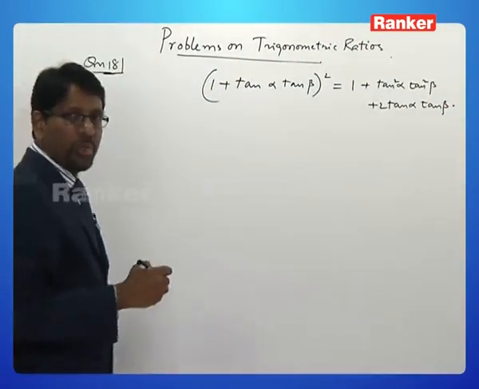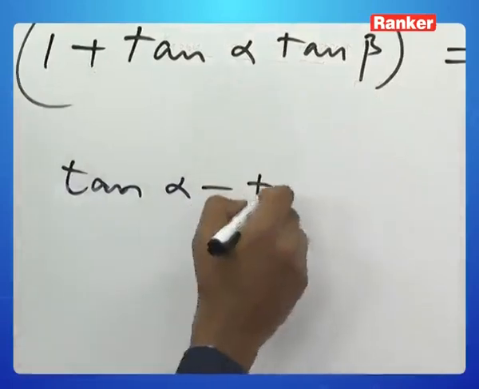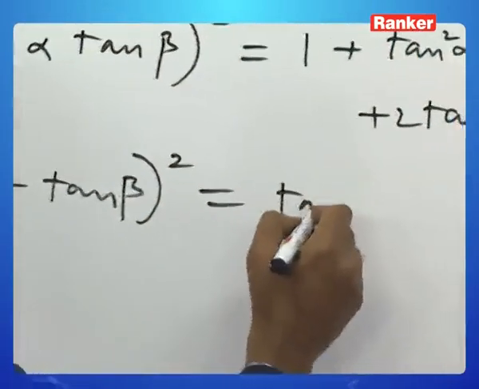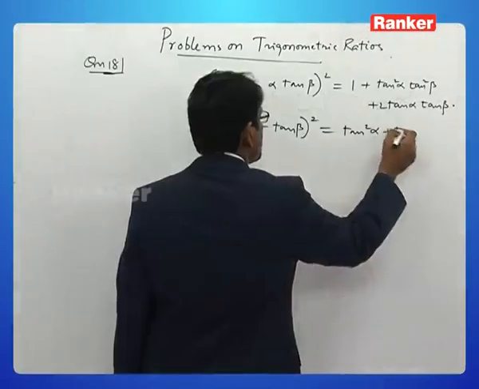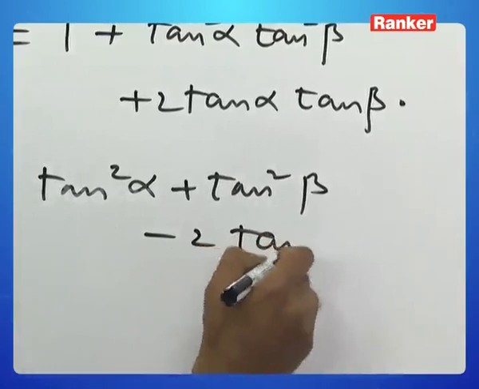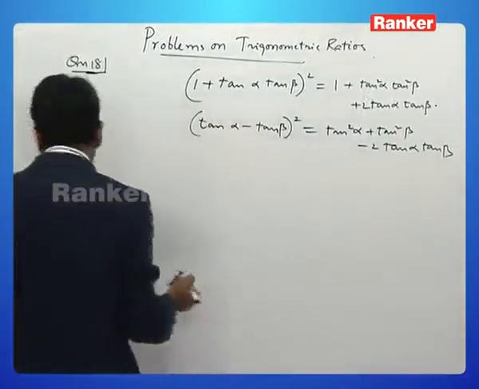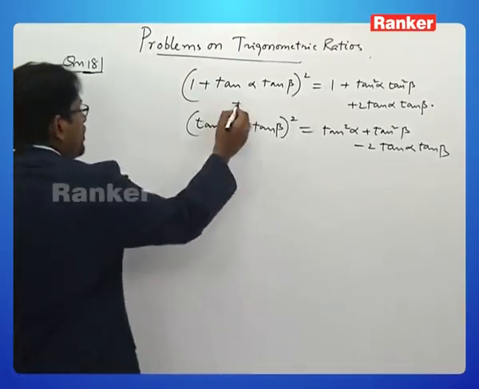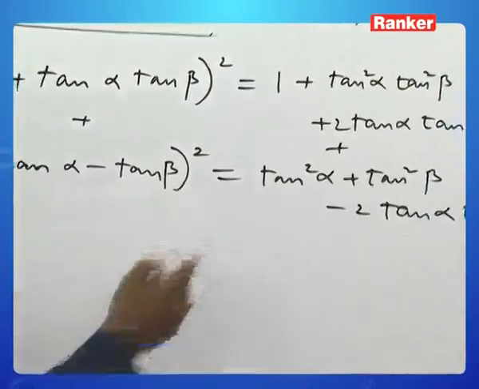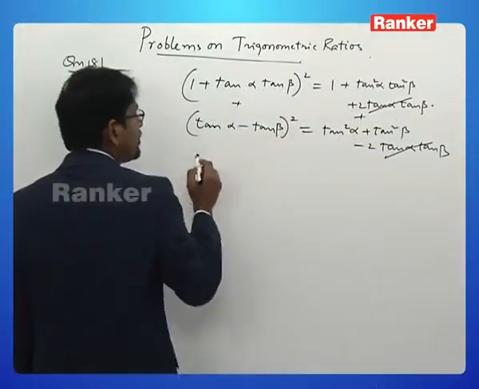A plus b whole square formula. Now tan alpha minus tan beta the whole square is equal to tan square alpha plus tan square beta minus 2 tan alpha tan beta. We are supposed to add these two. So what do we have? This 2 tan alpha tan beta will cancel when you add.